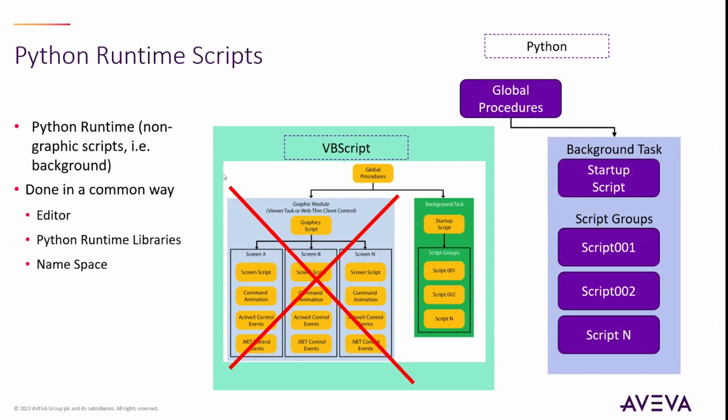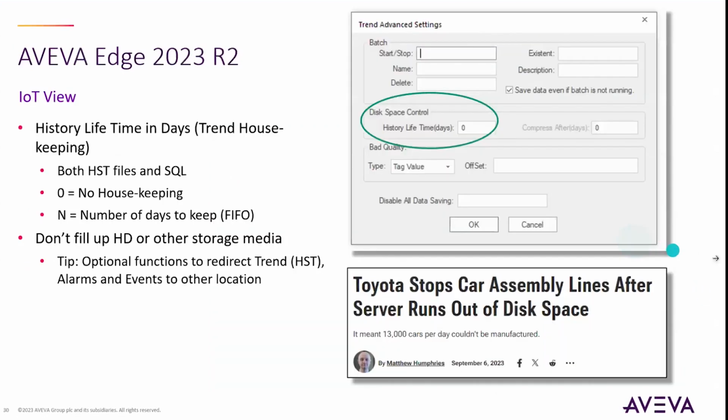And so what we're working on is being able to eventually copy a Python script in Edge and then paste it in another product. And then just a couple other updates to highlight here.